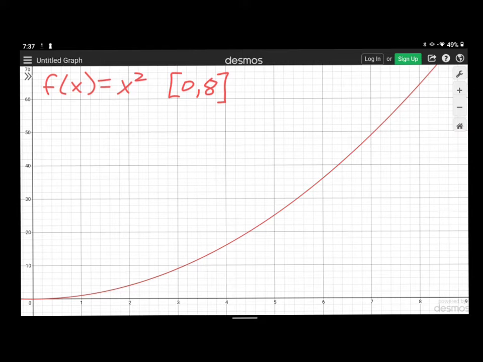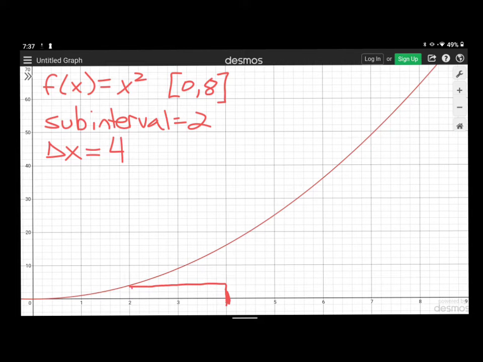So let's start by looking at what if we change our subinterval and have 2 of them? And so that would be right here. So then what we'd be saying is our change in our x value would be 4. So again, I'm just going to go up to the midpoint. I'm going to use the midpoint here and draw a couple rectangles.